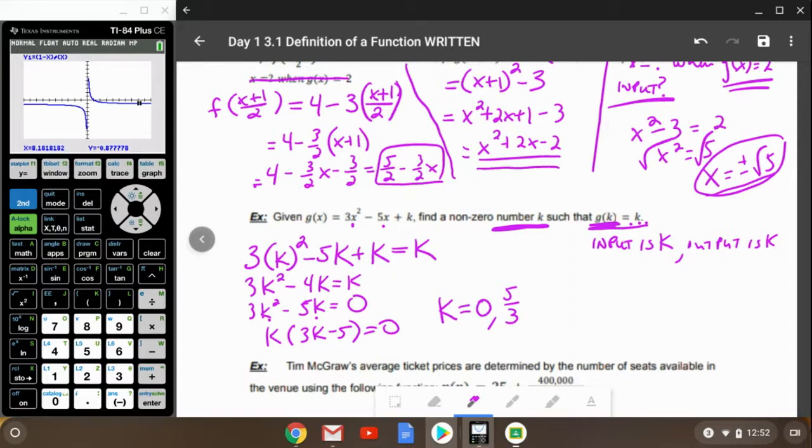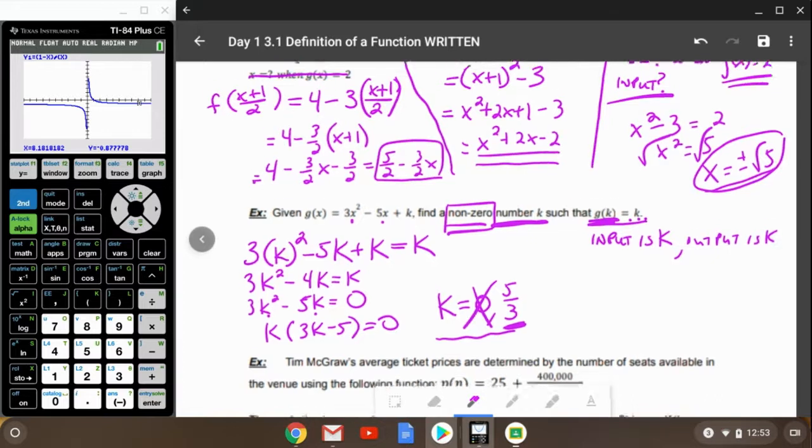Now you have to look carefully. Sometimes it doesn't specify. It just says find the number k, and you would need to have both of those answers. But in this instance, it wants the non-zero number. So we're not going to have that 0 in there, and so in this case, 5/3 is the only solution. But I have seen problems where they do not have that stipulation, and you must put both answers. And if you divided by k, you never divide by a variable, but if you did, then you wouldn't have got that 0 when on a future problem you might need the 0. Okay? So just be careful.